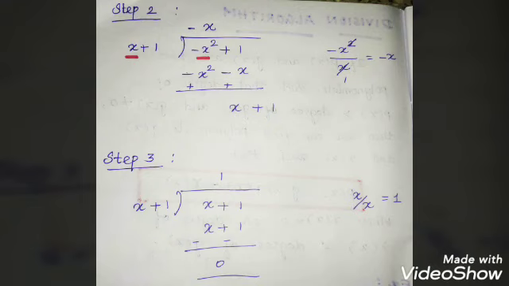The next step. Take the x plus 1. We are going to divide x plus 1 by x plus 1. What will you get? 1. If we cancel those things, you will get 0. Finally, the remainder is 0. This is one problem I have shown you step by step.